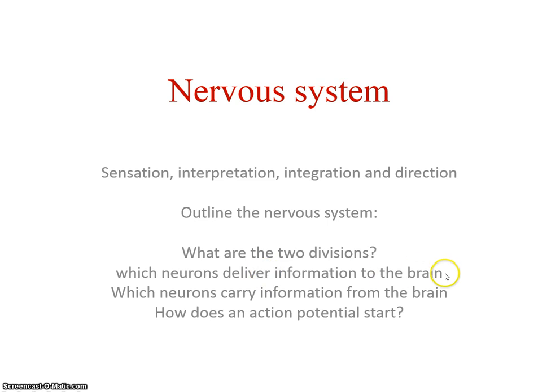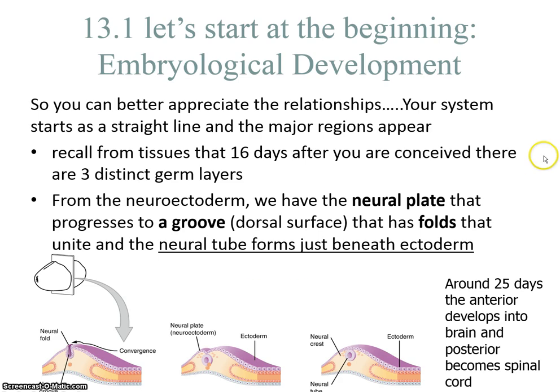Neurons delivering information to the brain are the sensory, that's a sensory division of the peripheral, and it's also called the afferent. And neurons that carry information away from the brain are the motor, they're the responders, and that's also called the efferent. We know how an action potential starts, all right? It starts with some sort of stimulus that causes an electrical change that reaches threshold. Okay, so let's put that together here.